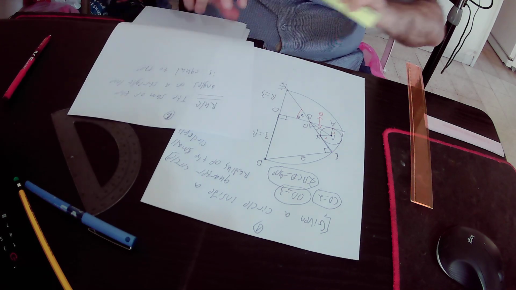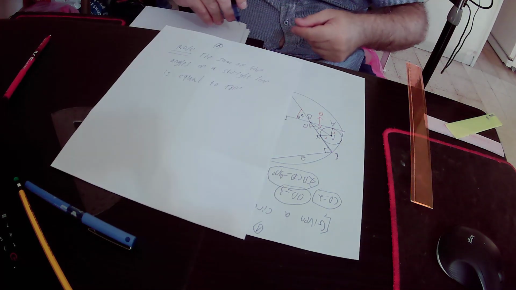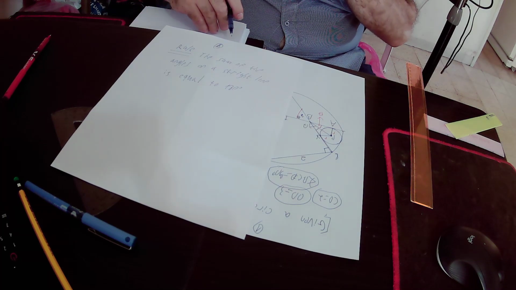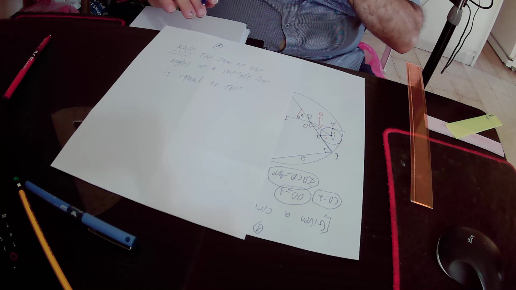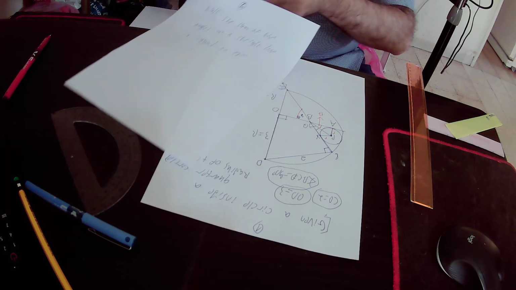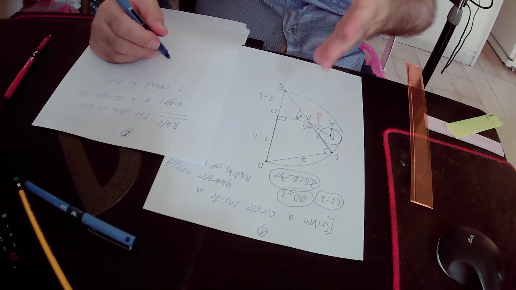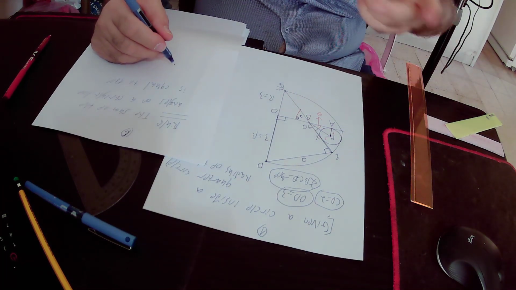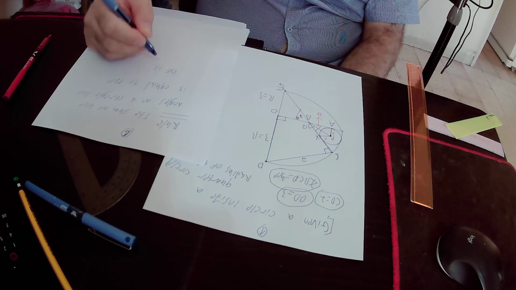So I read again the rule. The rule states that the sum of the angles on a straight line is equal to 180 degrees, and DE is the diameter of the semicircle, is a straight line.